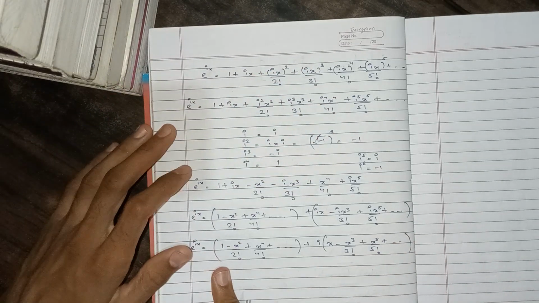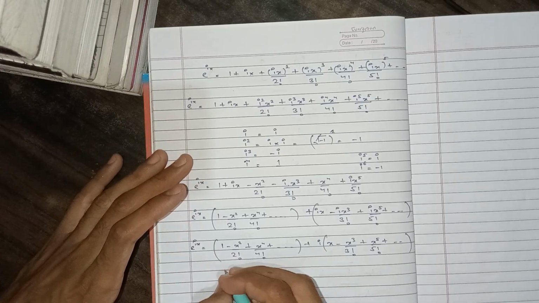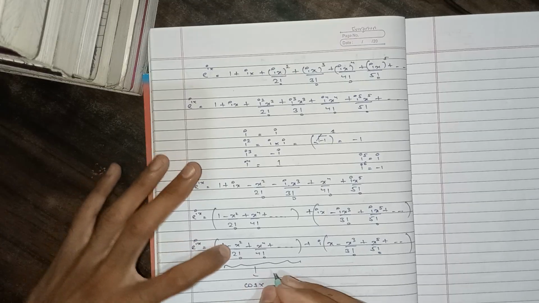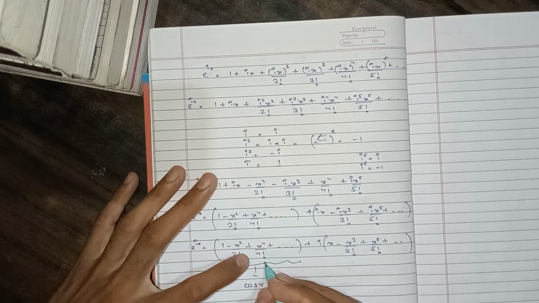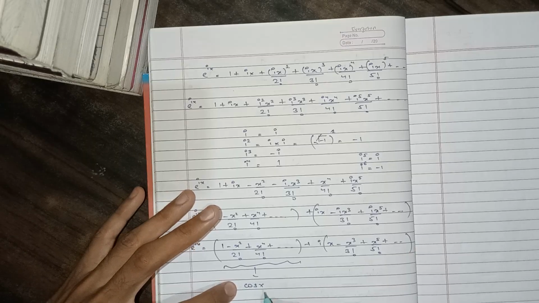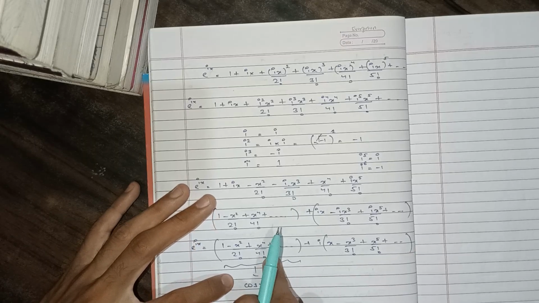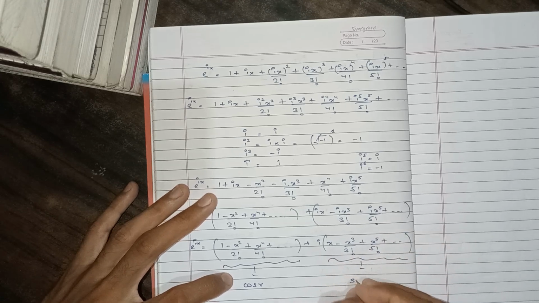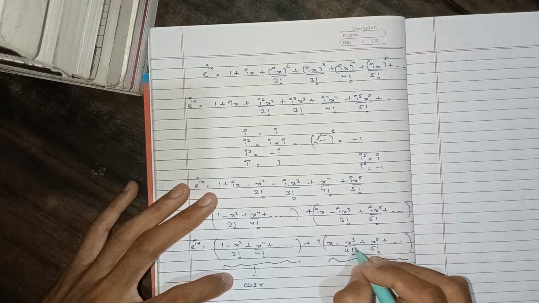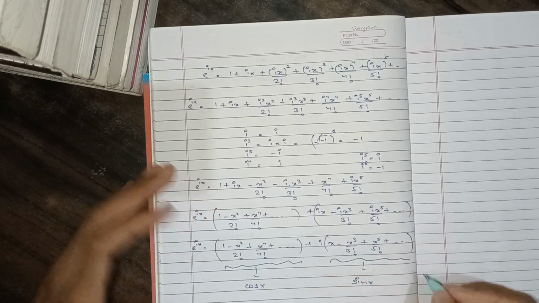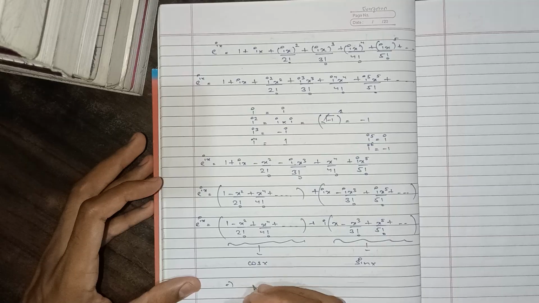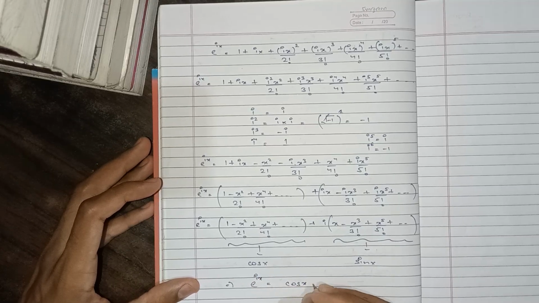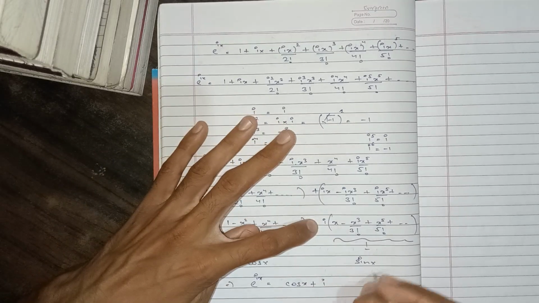So we have already studied that this is the Taylor series for cos x: 1 minus x square upon 2 factorial plus x to the power 4 upon 4 factorial. Cos x can be written in the form of this, and this is the Taylor series for sin x: x minus x cube upon 3 factorial plus x to the power 5 upon 5 factorial. So now we can write e to the power ix equals cos x plus i times sin x.